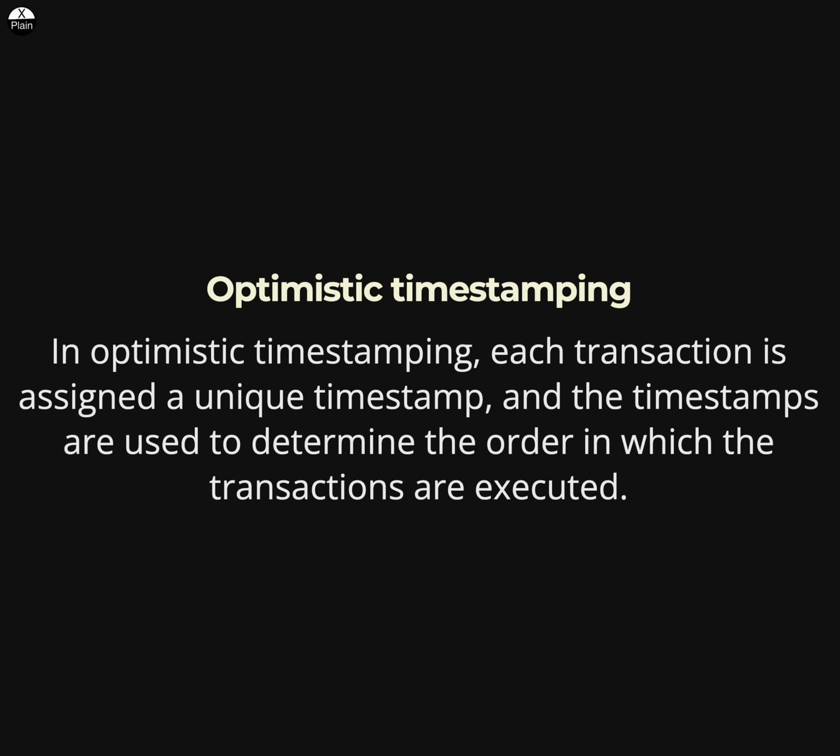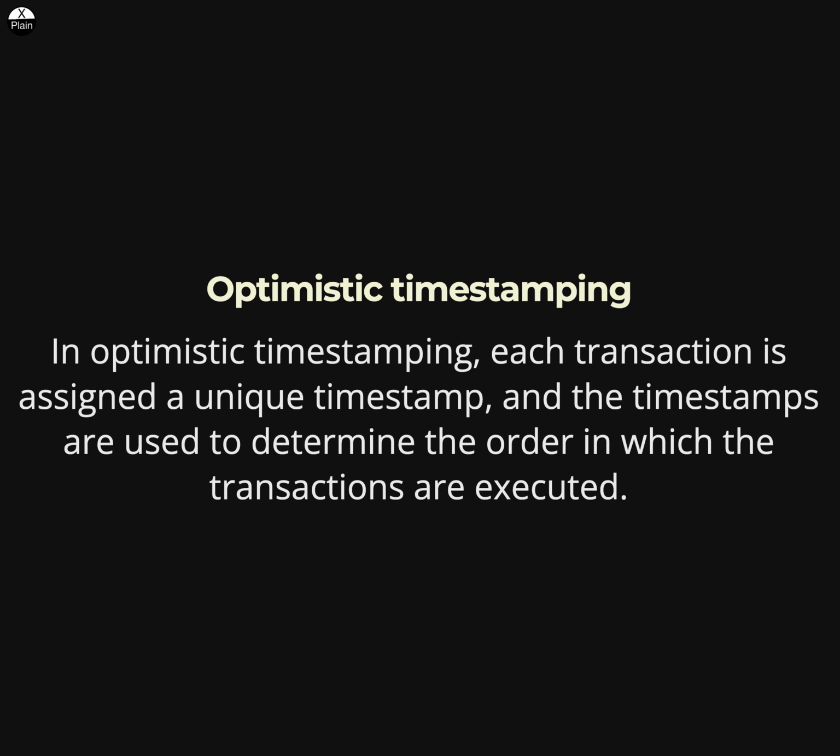In optimistic timestamping, each transaction is assigned a unique timestamp, and the timestamps are used to determine the order in which the transactions are executed. When a transaction is committed, it compares its timestamp with the timestamps of other transactions that have been committed since it started. If there are any conflicts, the transaction is rejected and the changes are rolled back.